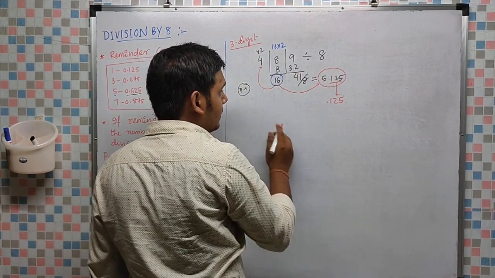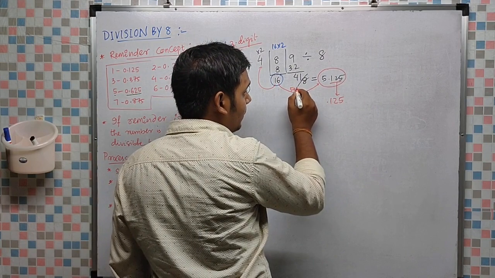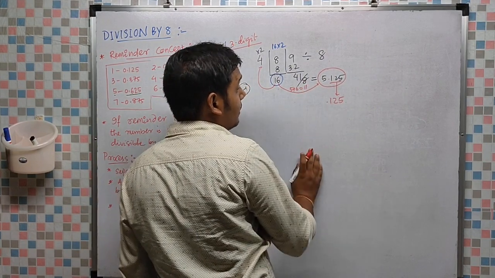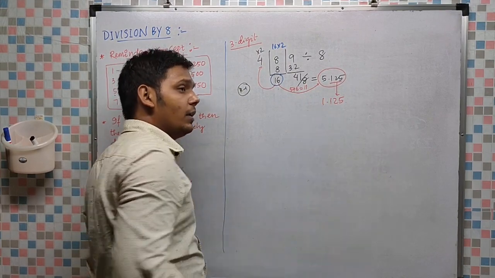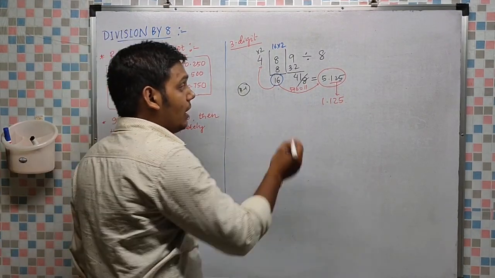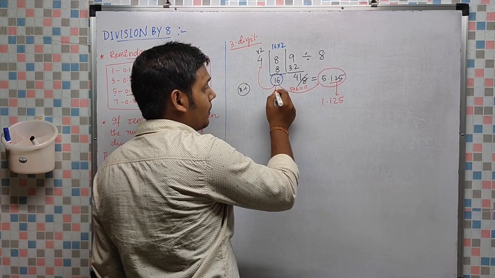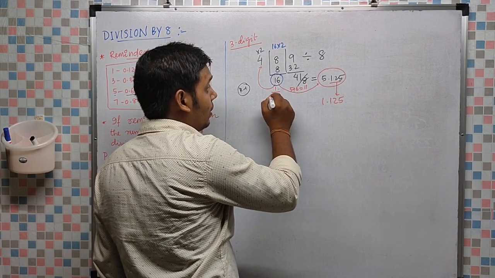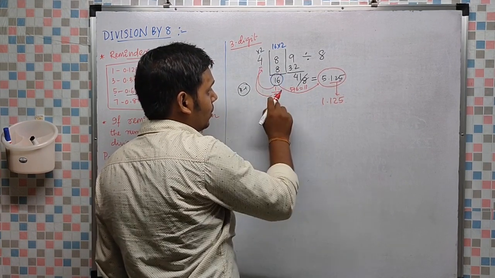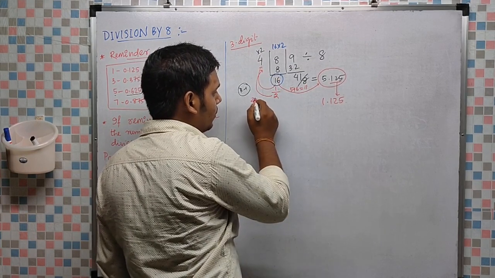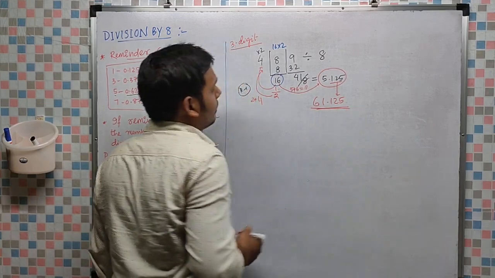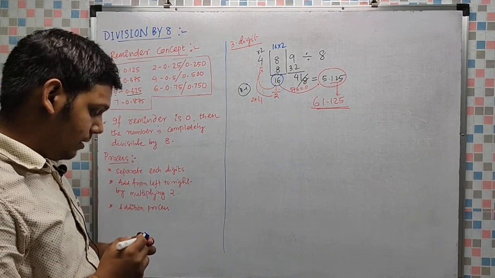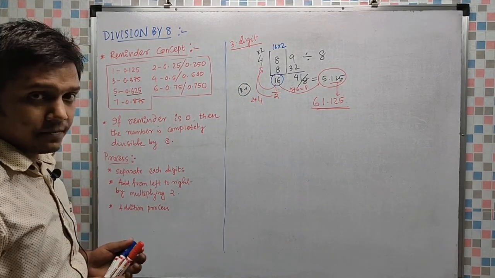Then 5 plus 6. 5 plus 6, how much? That is 11. But I cannot write 11 because it is a carry. So I have to write 1 here. Thereafter 1 will carry here. 1 plus 1, that is 2. Now this 2 will be added to 4. 2 plus 4 is 6. Answer is 61.125. This is the answer.